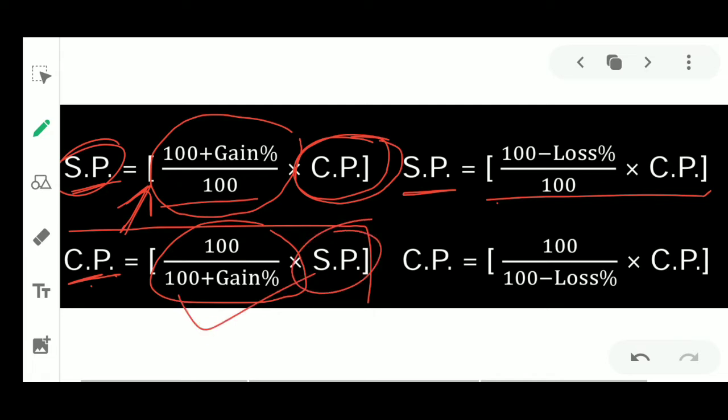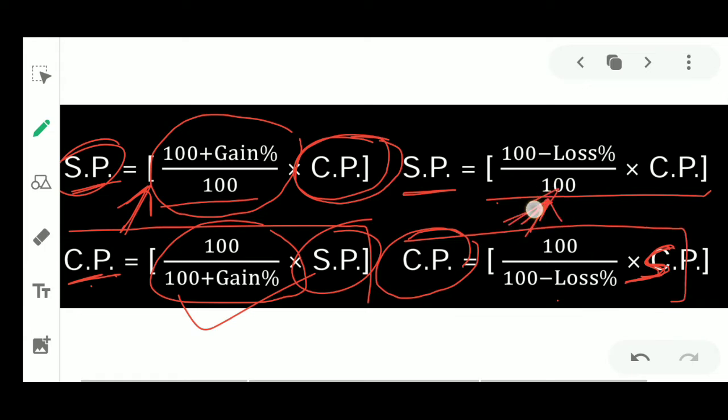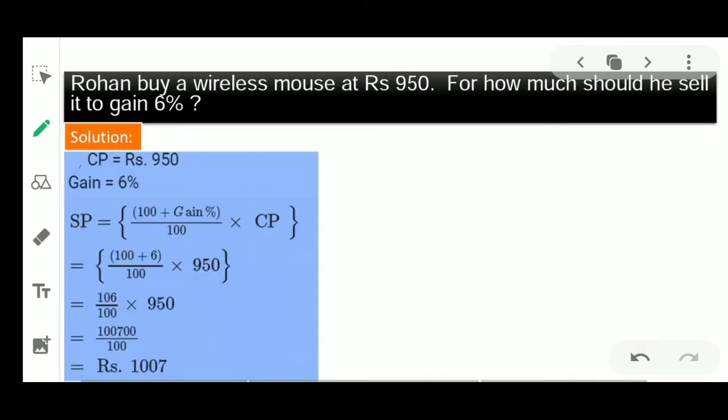Clear? Like that, to find cost price when loss percent and selling price are given, in that case the formula for cost price will be 100 by (100 minus loss percent) multiplied by SP. Clear? This formula is also derived from the above formula. Now we'll do some examples.